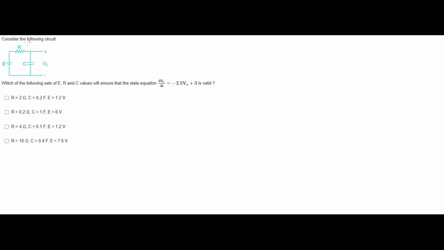Question, the circuit has to be considered. Here they are giving E, R as well as C. Is it right? So, which are the following sets? From this, you have to find E, R, and C. That whole set of values will give the format of dVc by dt.